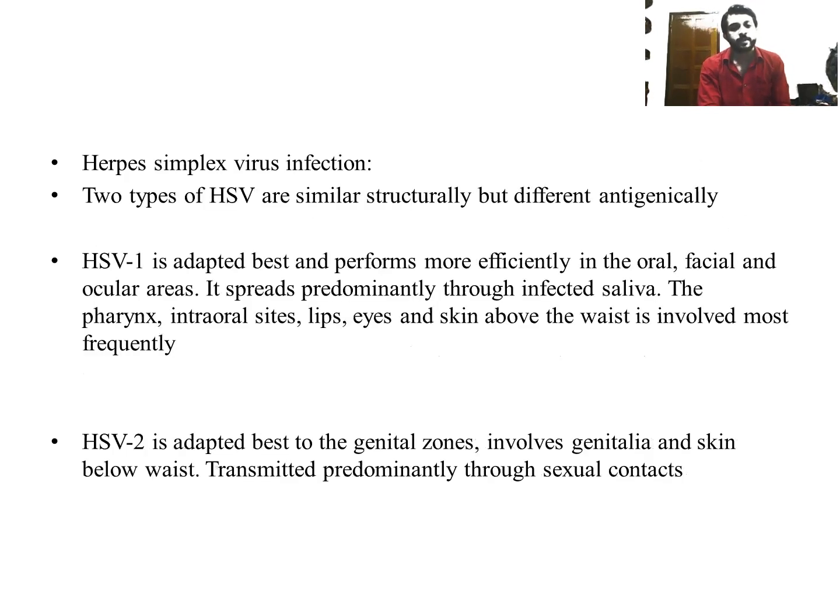Herpes simplex virus. The 2 types of herpes simplex virus are similar structurally but different antigenically. HSV1 is adapted best and performs more efficiently in oral, facial, and ocular areas. It spreads predominantly through infected saliva. The pharynx, intraoral sites, lips, eyes, and skin above the waist are involved most frequently. HSV2 is adapted best to genital zones and involves the genitalia and skin below the waist. It is transmitted predominantly through sexual contact.